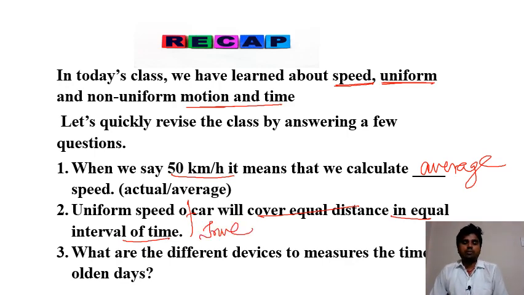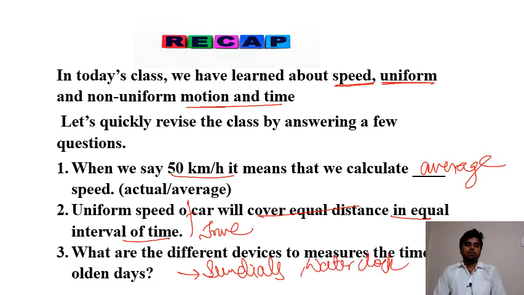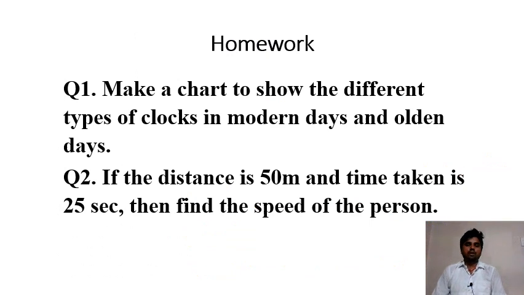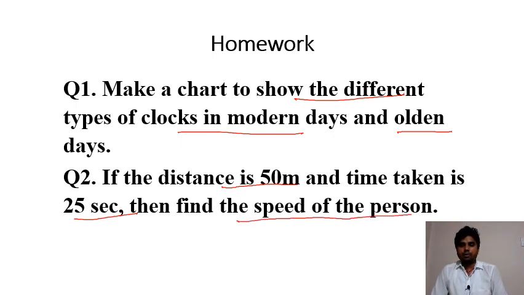What are the different devices to measure time in the olden days? We had sundials, water clocks and sand clocks, which helped in measuring time in the olden days. Now you have to do one homework. Make a chart to show different types of clocks in modern days and in olden days. If the distance is 50 meters and the time taken is 25 seconds, then find the speed of the person.